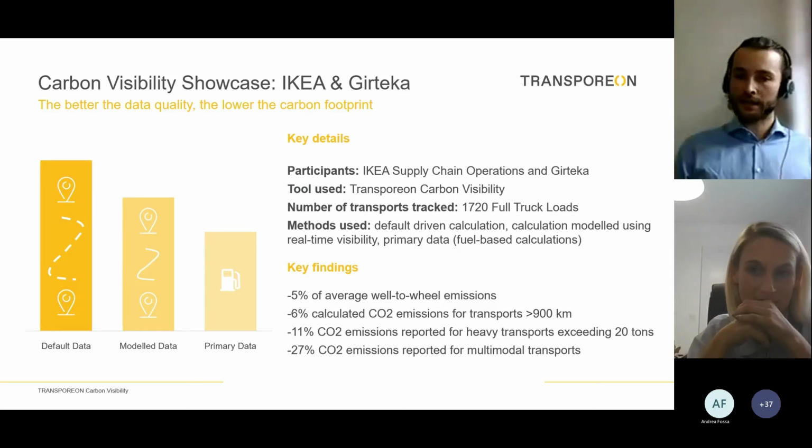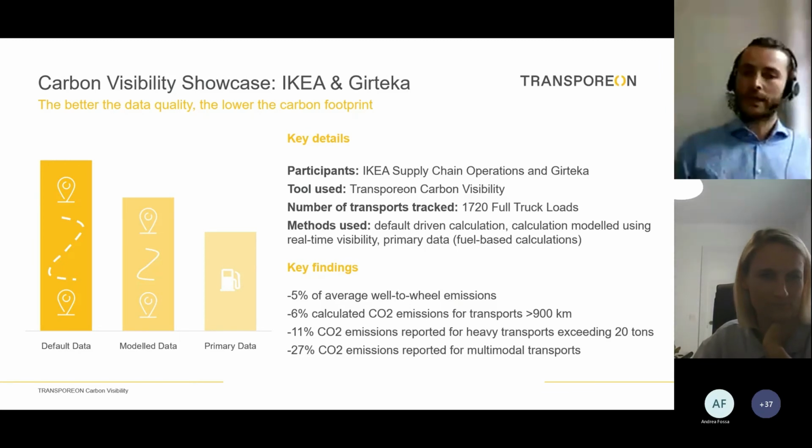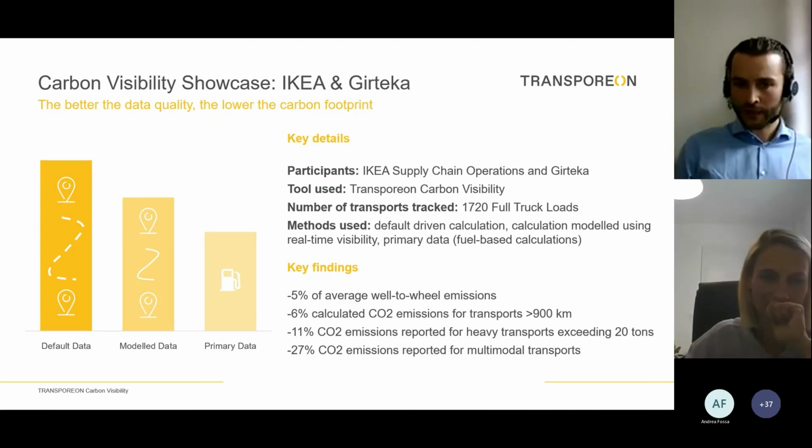And the key findings were that we have a deviation of, on average, up to 5% between wheel-to-wheel emissions based on calculations for transport above 900 kilometers. For even longer transports, we have identified an even higher deviation of 6% between the default and the primary values. And for heavy transports, 11%, and the strongest deviation we found for multimodal transports, so road, rail, road, with up to 27% deviation. And in most of the cases, we could clearly say that the better the data quality, the lower the carbon footprint.